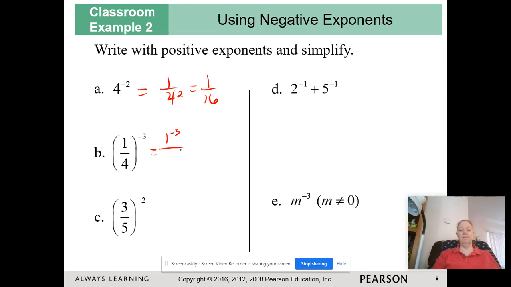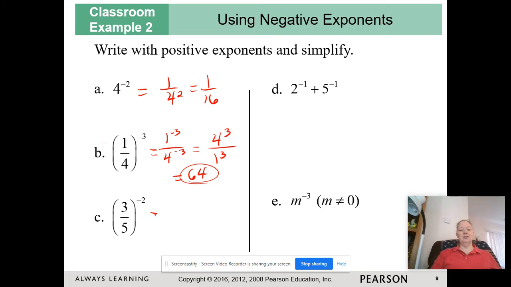1 to the -3, 4 to the -3. Okay, so this has to move to the denominator. This has to move to the numerator. Okay. And 4 to the 3rd power is 64. 1 to the 3rd power is 1. Final answer would be 64. Okay, this is one way of doing this problem. There's actually a different method that you may choose. It's up to you. Notice how I started with 1 over 4, but I ended with 4 over 1.